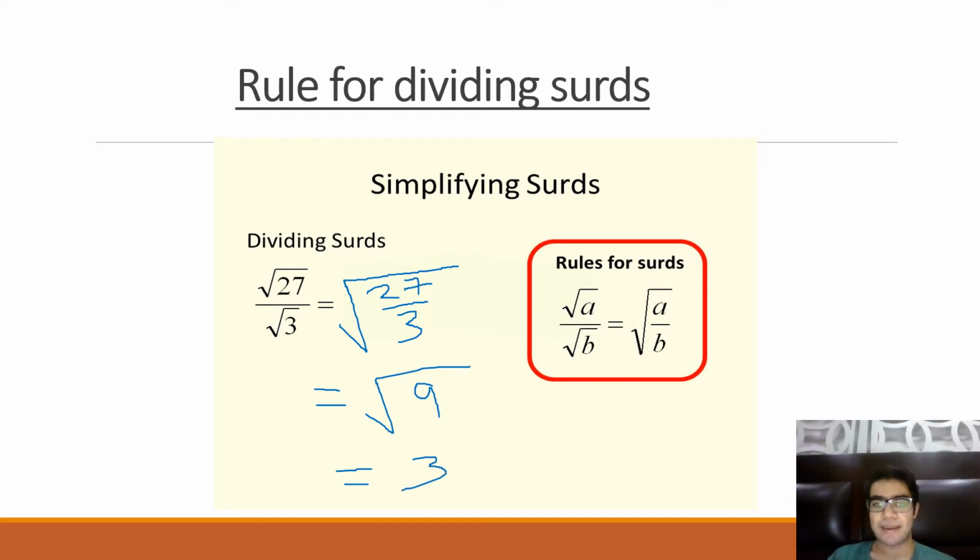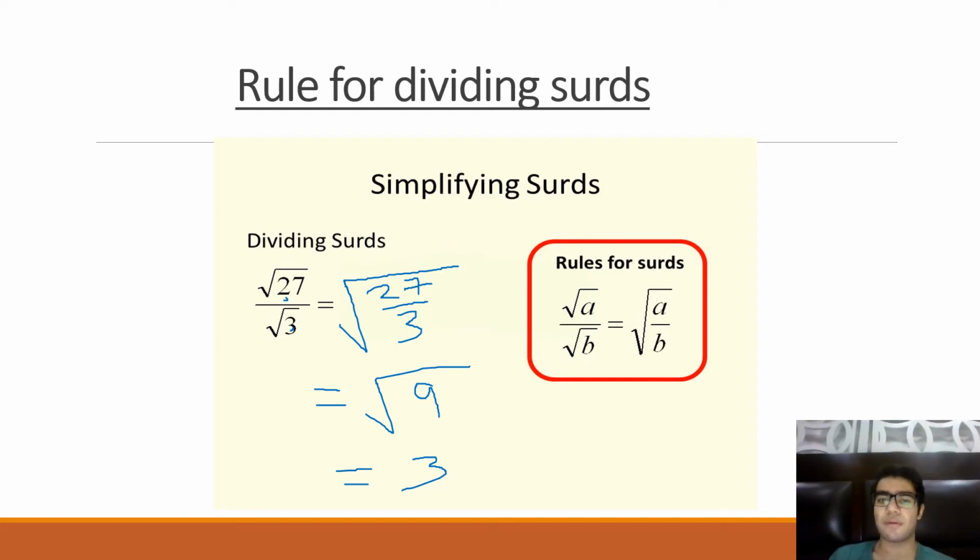Again, we have square root of 27 divided by square root of 3. As both of them are square rooted, you can combine them into one square root and then divide the two numbers, which are 27 and 3. 27 divided by 3 is equal to 9, square root of 9 is equal to 3.